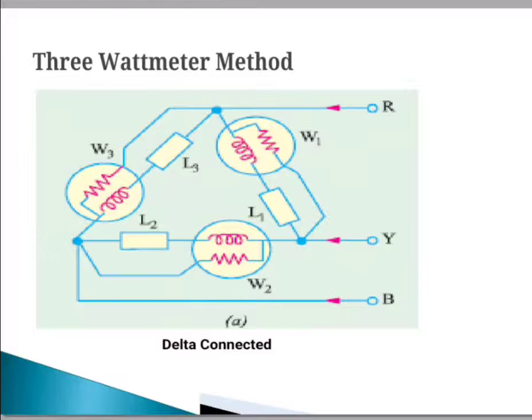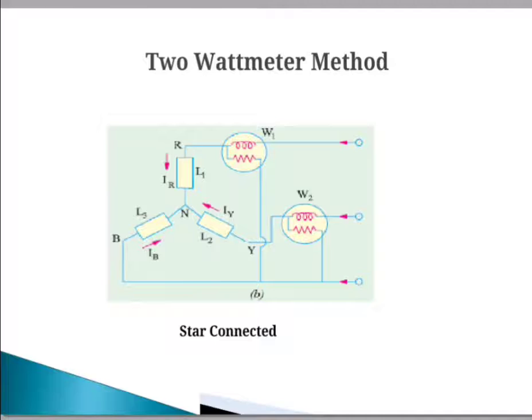Similarly, the next method is the measurement of power in a three-phase circuit using the 2 wattmeter method. There are two different types of connections present: one for the star connected load, and the second for the delta connected load. Here we show the 2 wattmeter method for the star connected load, and when the load is star connected, the wattmeters are connected as follows.